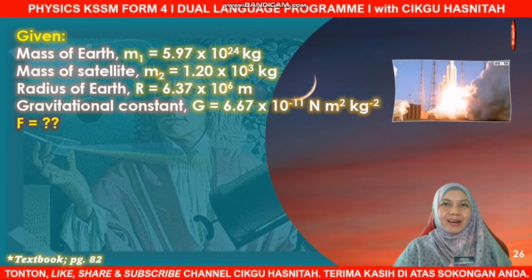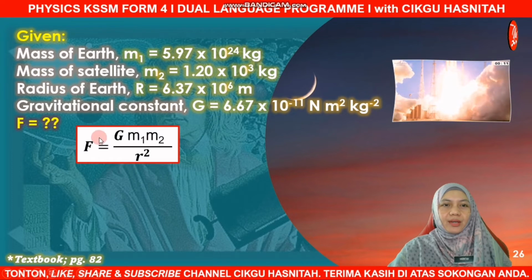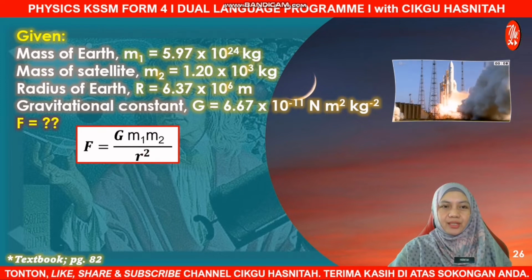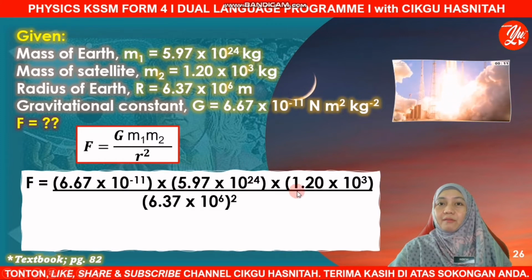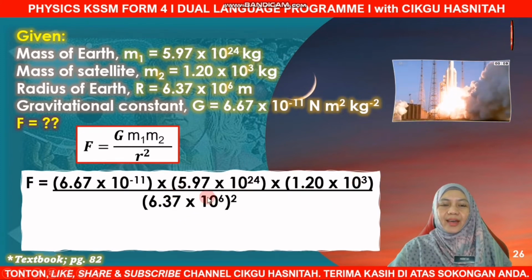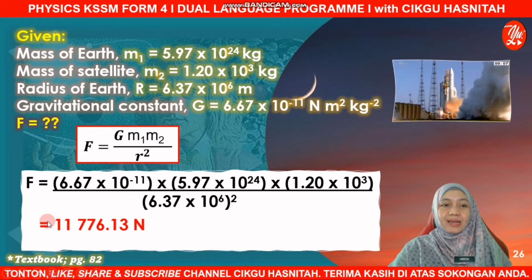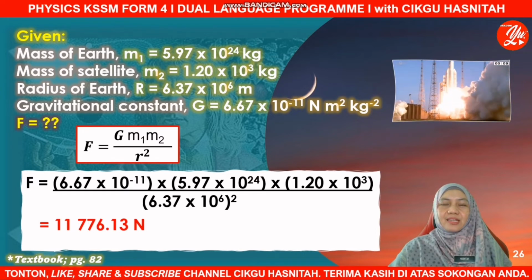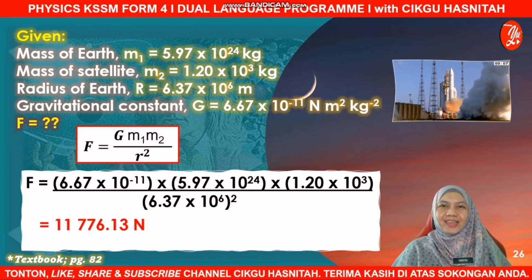So what is the formula we are applying here? Yes, indeed, it is Newton's universal law of gravitation equation, where F equals G M1 M2 divided by R squared. Okay, so we do the substitution, where this is the gravitational constant, this is the mass of the Earth, mass of satellite, and we took the radius of the Earth as the distance. So you will end up with F equals 11,776.13 Newton. So this is the gravitational force acting on the man-made satellite before it launched.